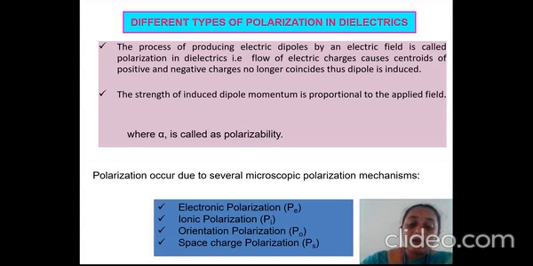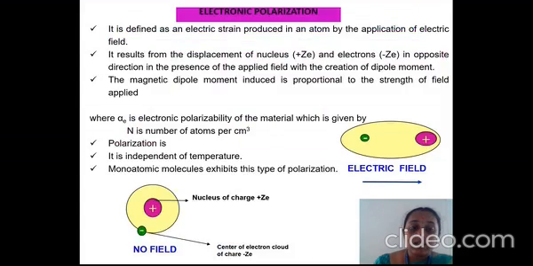Depending upon the microscopic mechanism, polarization in dielectric material can be divided into four types. First one is electronic or atomic polarization, ionic or molecular polarization represented by the letter Pi, dipole or orientation polarization represented by the letter Po, and space charge or interfacial polarization represented by the letter PS. Let us see one by one.